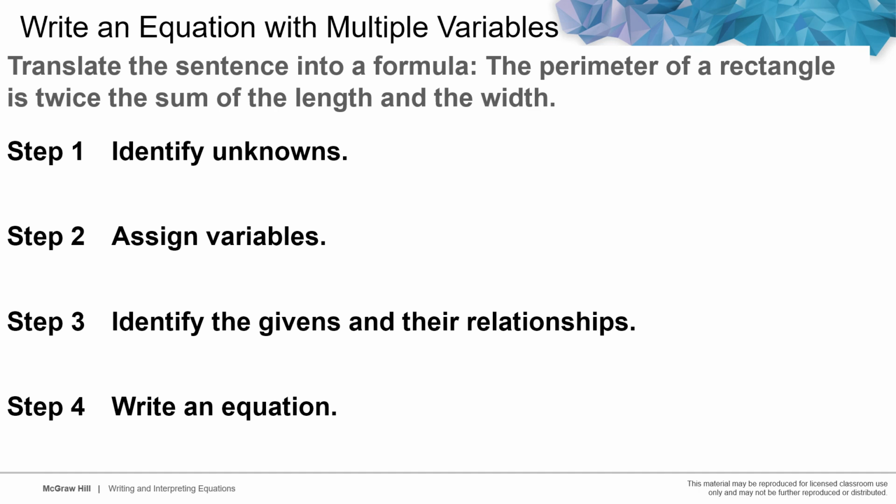Okay, so sometimes we'll have equations with multiple variables, and usually these show up as formulas. So we're gonna still write the equation, but we're gonna have 3 different variables in this one. So it says the perimeter of a rectangle is twice the sum of the length and the width. So there's 3 things that we don't know in this. What's one thing that we don't know?